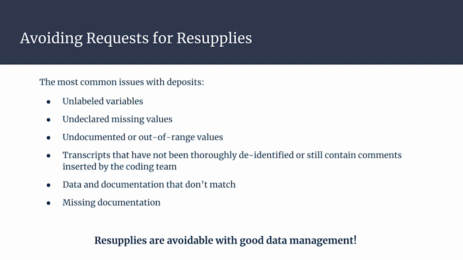Although requests for resupplies are common, they are also easily avoidable with good data management. This slide lists the most common issues we encounter during the data deposit review that require resupplies. The first three issues listed affect data quality: unlabeled variables, undeclared missing values, and undocumented or out-of-range values. These are the most common issues we find with deposits.